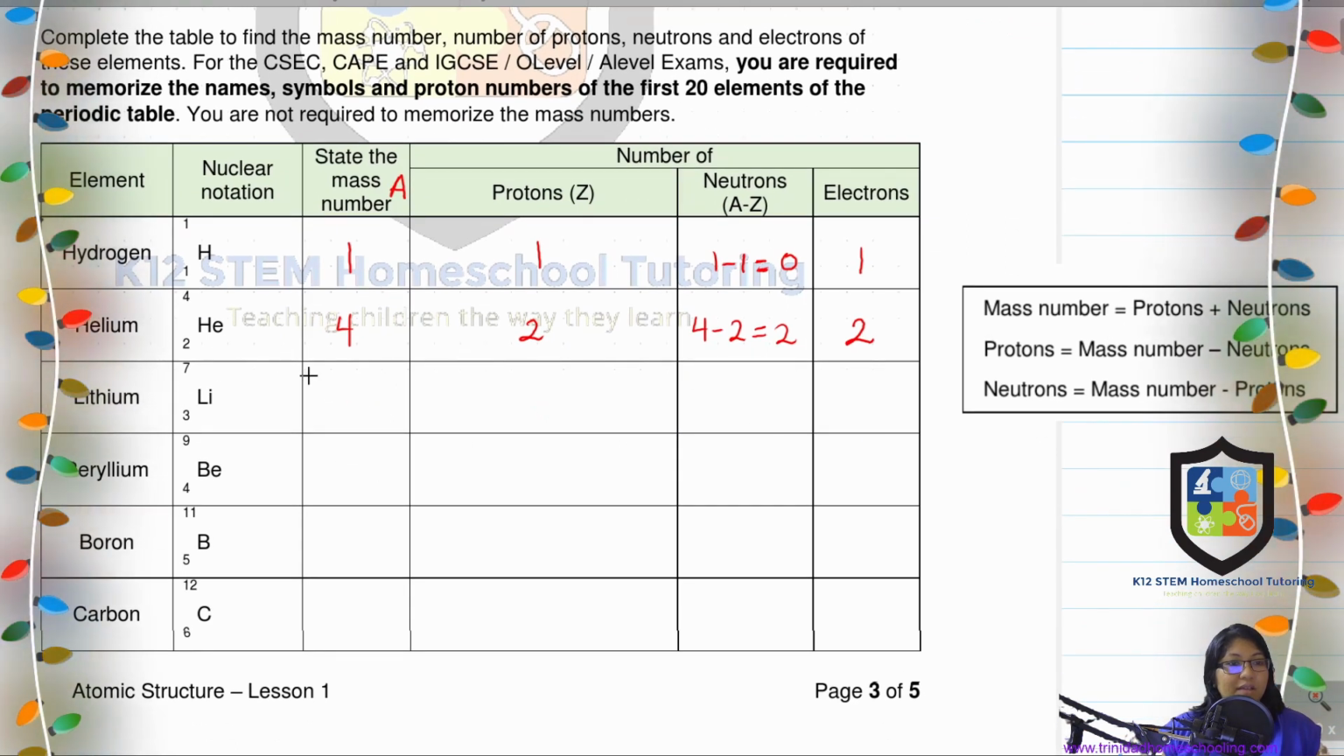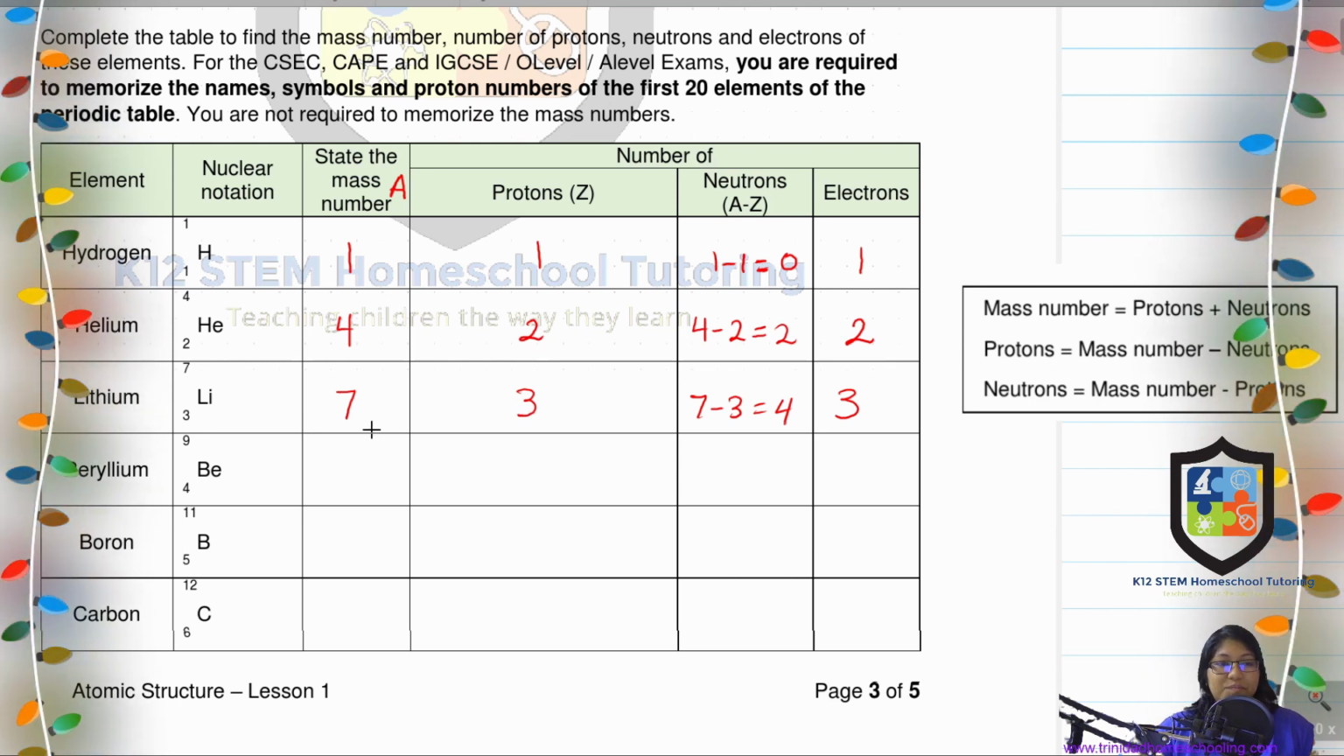Lithium, the mass number is 7. This number at the top. The protons is the number at the bottom, which is 3. The number of neutrons is 7 minus 3, which is 4. And the number of electrons is the same number as the number of protons, which is 3. Alright, are we seeing a pattern here? 1, 2, 3, not yet.